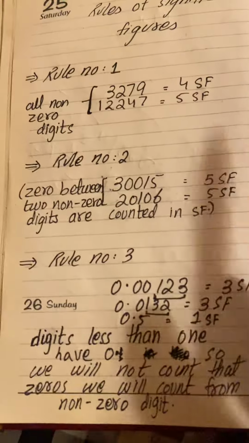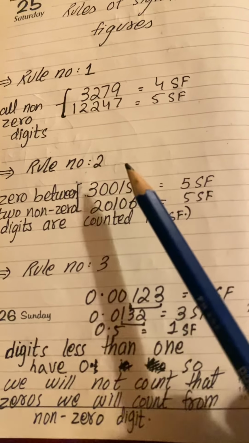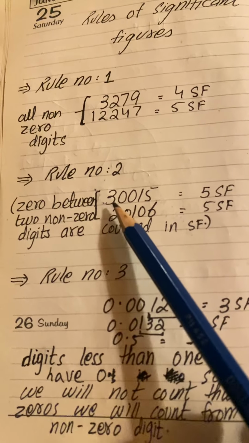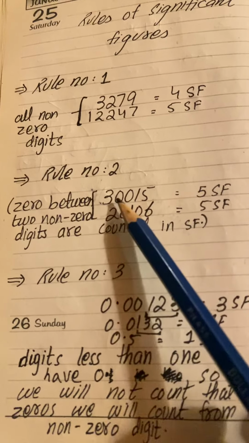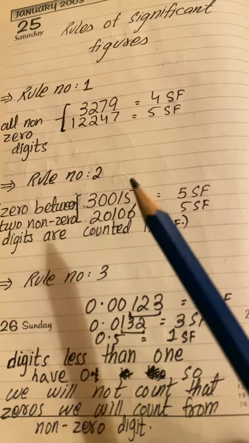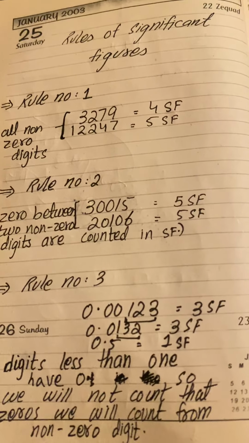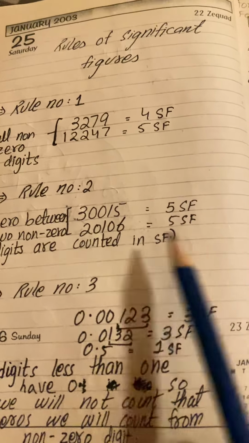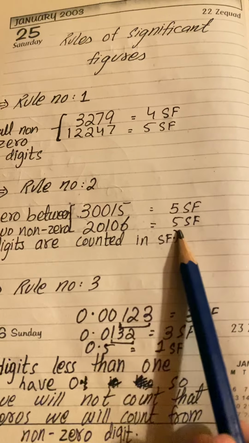Rule number 2 tells us that zeros between two non-zero digits are counted in SF. Zero between two non-zero digits means this is a non-zero digit, this is a non-zero digit, and the zeros are placed between them. So we have to count these zeros. So like 20106, the SF will be 5 SF.